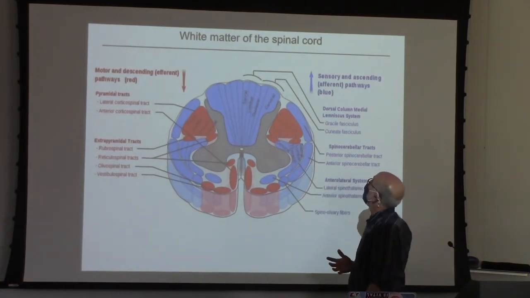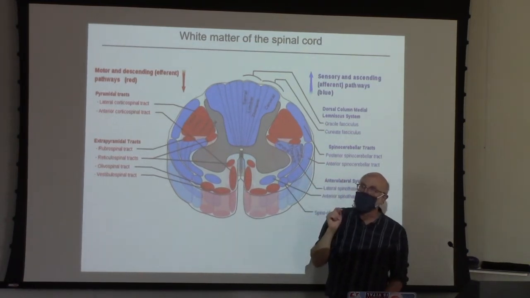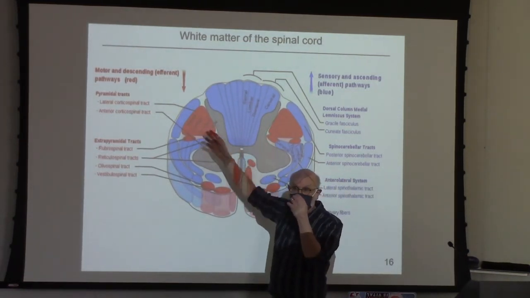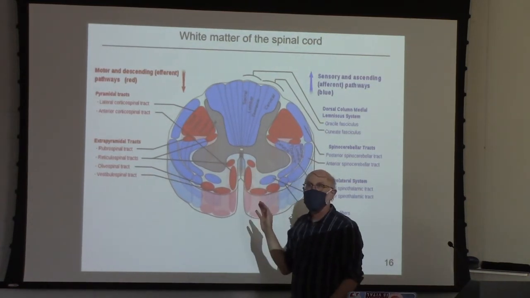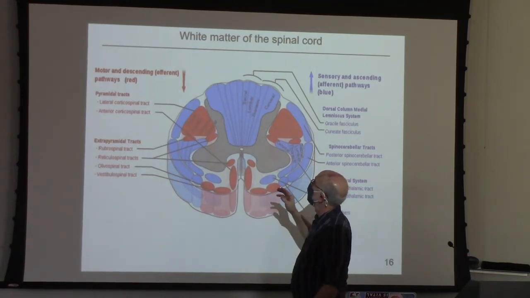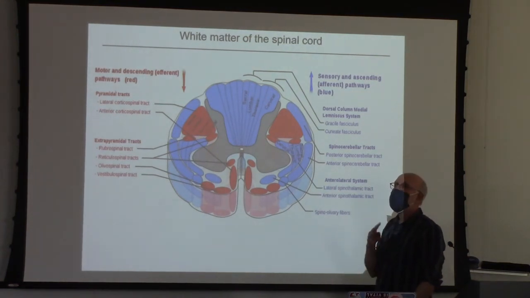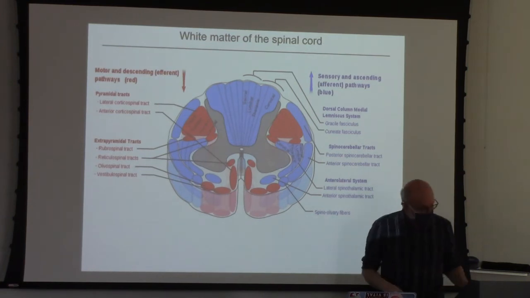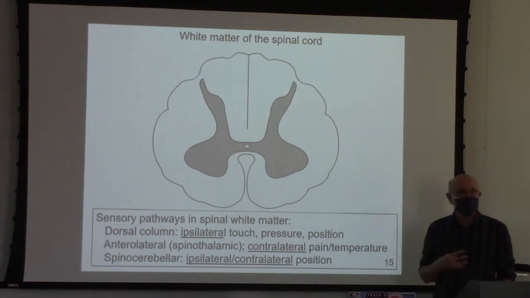Blue in this slide are sensory pathways, white matter tracts going to the brain. Red on this pathway are motor pathways coming from the brain to the muscles, which we're going to talk about next week. Or no, week after. Anyway, this has the information, but it has too much information. I'm just putting it up here as a reference slide. This slide and your coloring of it, I think, are more useful at this point.